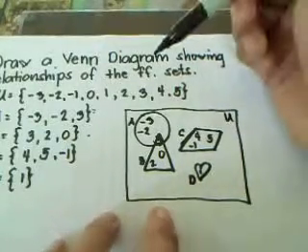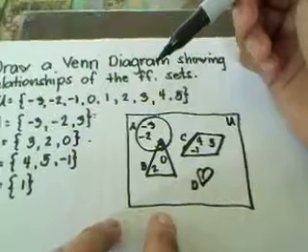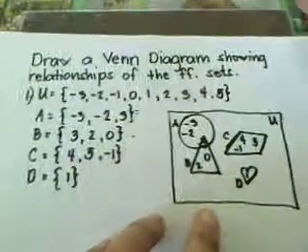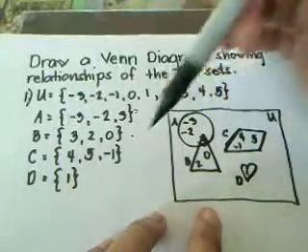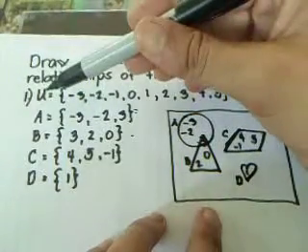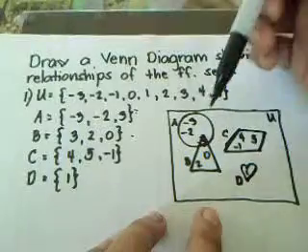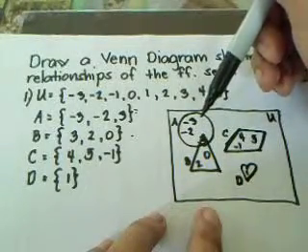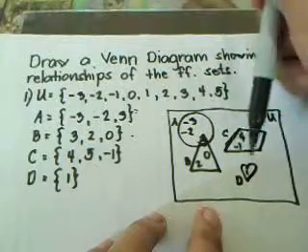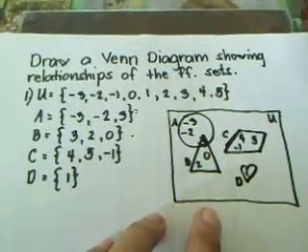Okay, so is everything clear? So this is how you are going to use a Venn diagram to show the relationship of sets, the universal set to its subsets, and you can use any geometric figures to represent the sets.